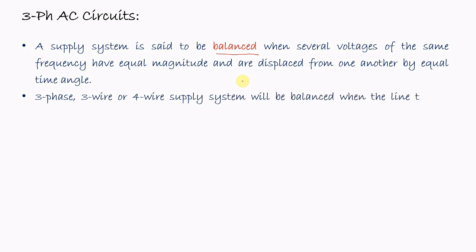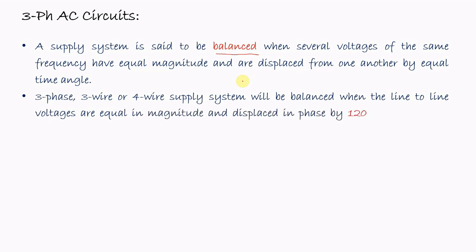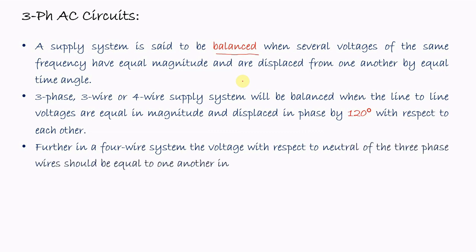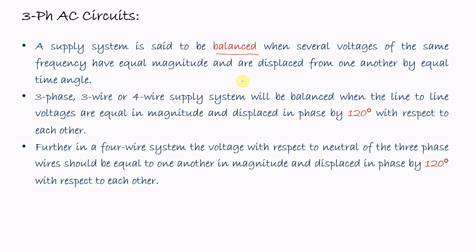A three-phase three-wire or three-phase four-wire supply system will be balanced when the line-to-line voltages are equal in magnitude and displaced in phase by 120 degrees with respect to each other. This concept we will discuss later in this lecture. Further, in a four-wire system, the voltages of the three-phase wires with respect to the neutral should be equal in magnitude, and they should be displaced in phase by 120 degrees with respect to each other.